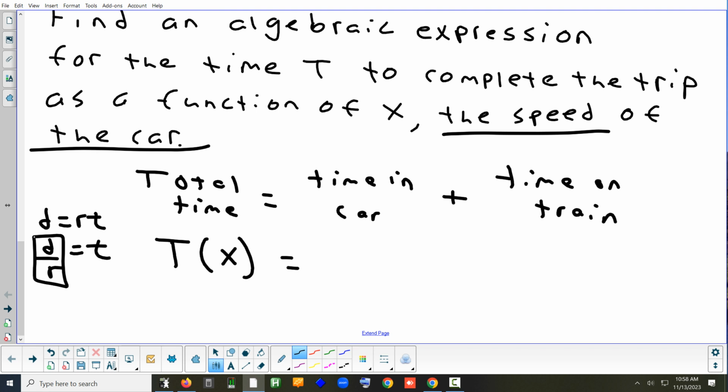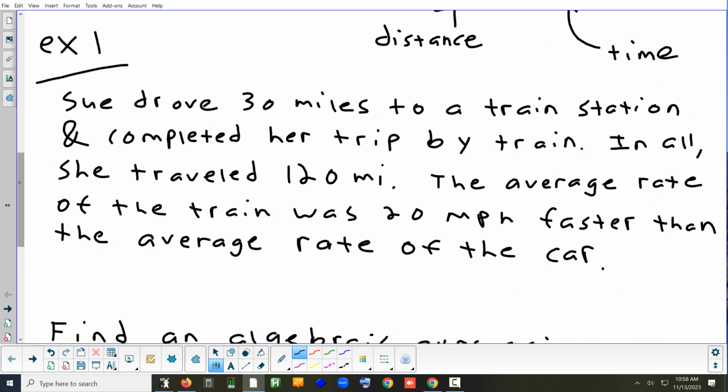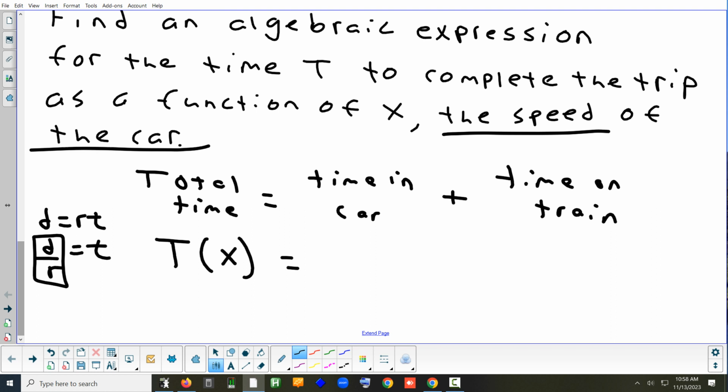We're trying to find the time that she's in the car. So we're going to take the distance she traveled in the car, and we're going to divide by the speed of the car. And that gives you the time of the car. So what's the distance that she traveled in the car? 30 miles. So there's your distance. Now divide by the speed of the car. How fast is the car going? X. That's the time in the car. 30 divided by x. All right, now I'll do the same thing for the train.